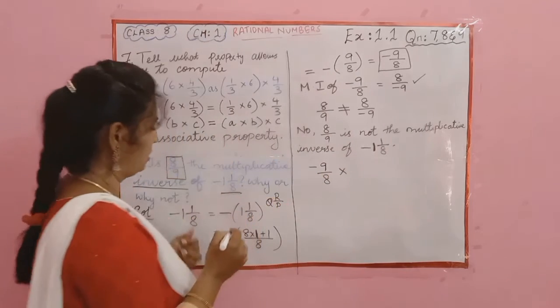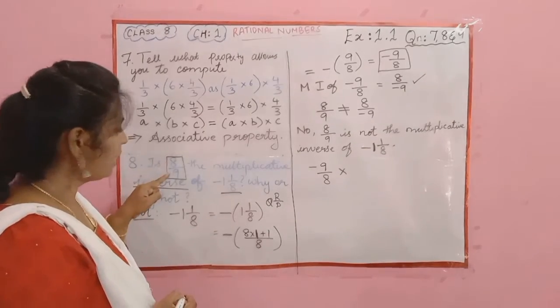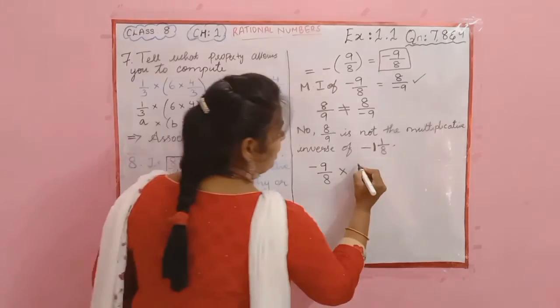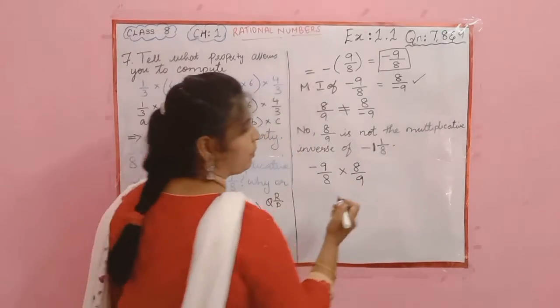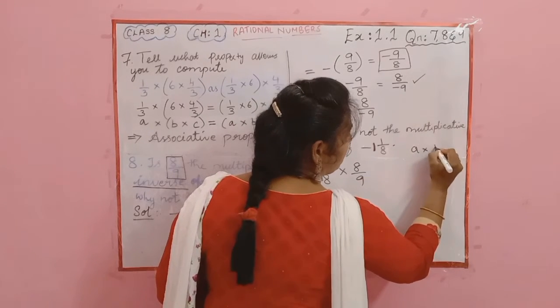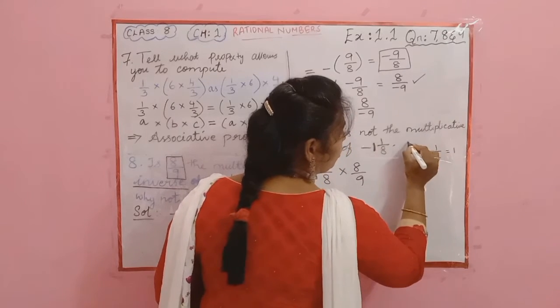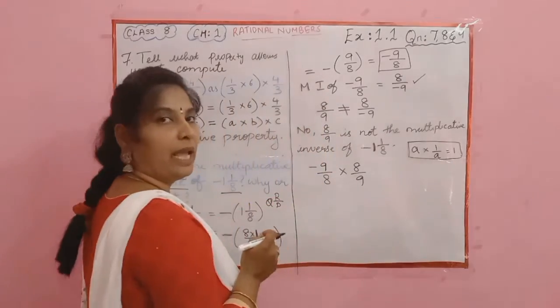Multiplied by, suppose we are assuming this number, that is 8 by 9, as the multiplicative inverse. Then what should we get? Product should be 1. Right? Product should be 1. So A multiplied by 1 by A, the product is 1. This is the rule for multiplicative inverse.